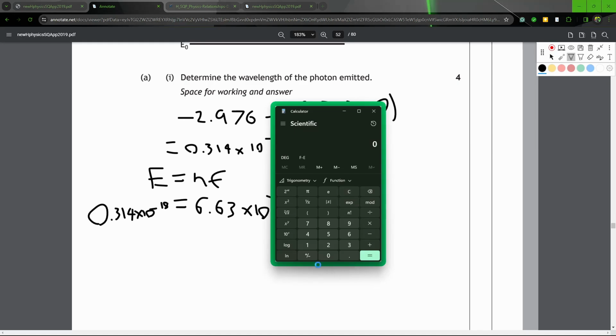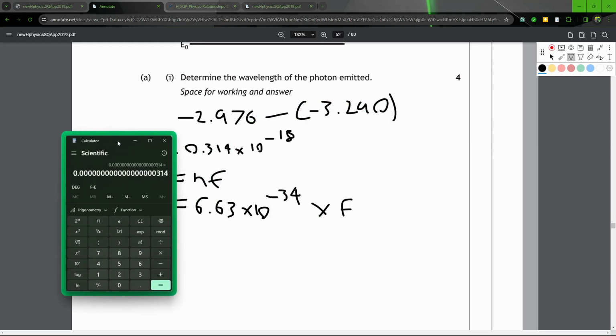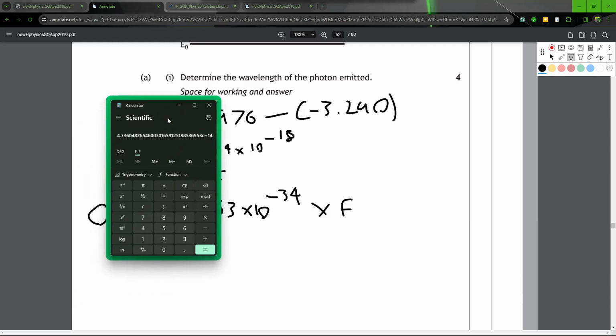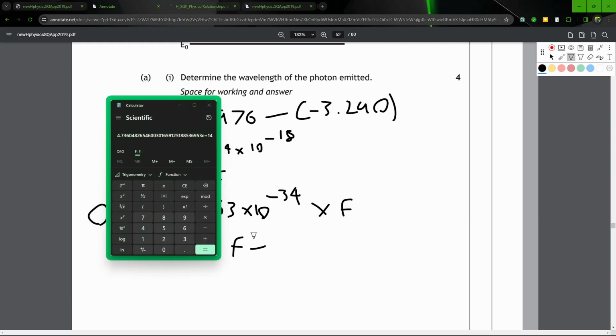That's not what I wanted. 0.314 times 10 to the power of 18. There we go. Then divide that by 6.63 times 10 to the minus 34. We get this huge number, which is our frequency. Yeah, you can go endless with this, but well.